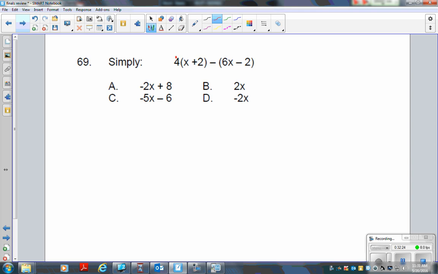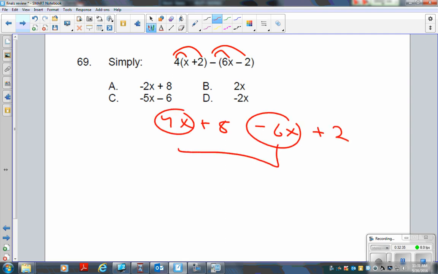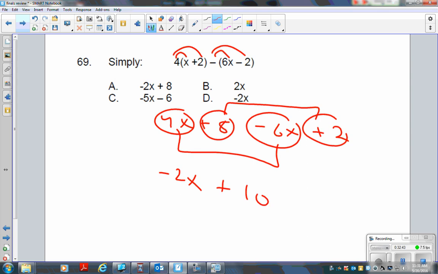Whenever you see parentheses, you have to multiply. That's 4x plus 8. And that's -6x plus 2. Now again, these go together. And 4 take away 6 is -2x. And 8 plus 2 is just 10. Now what they did is they made a mistake. That should be a 10 right there.